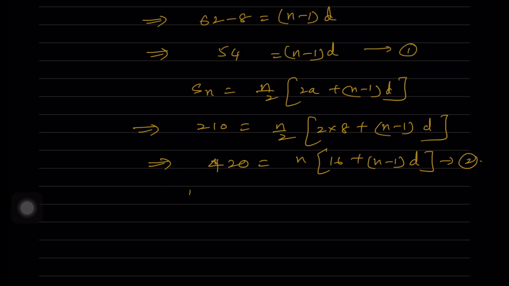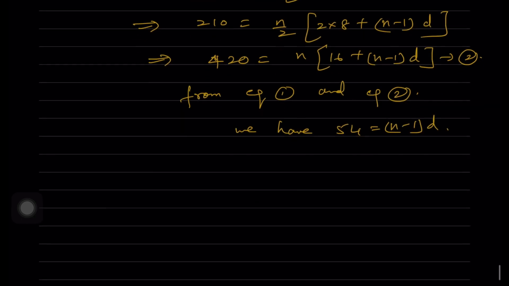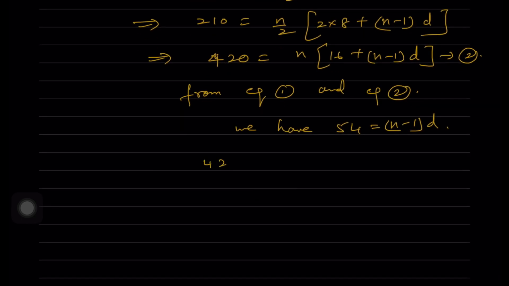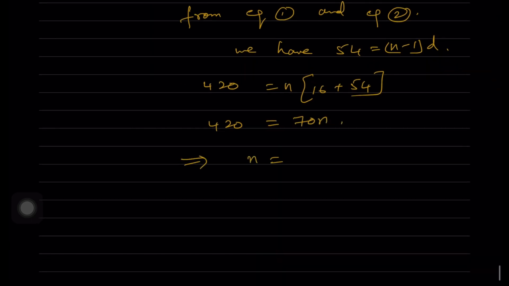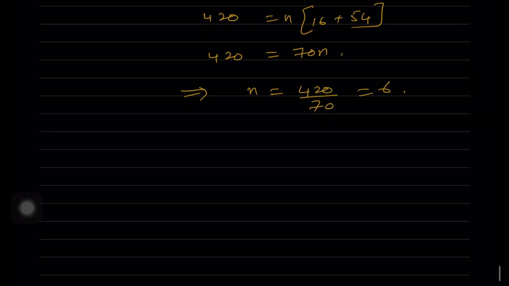So which implies, from equation 1 and equation 2, we get 420 is equal to n into 16 plus 54. So 16 plus 54 is equal to 70n, which implies n is equal to 420 by 70, which is equal to 6. N is equal to 6.